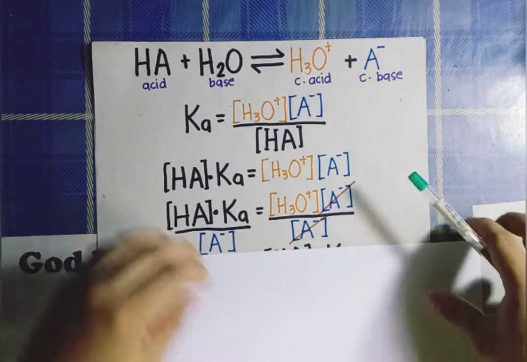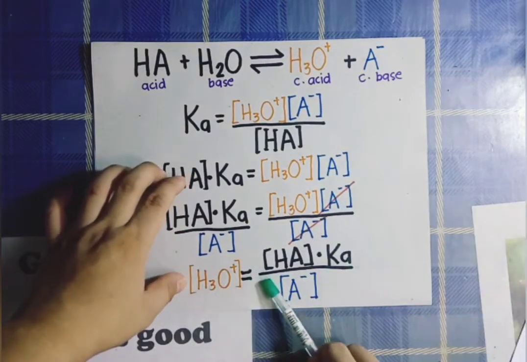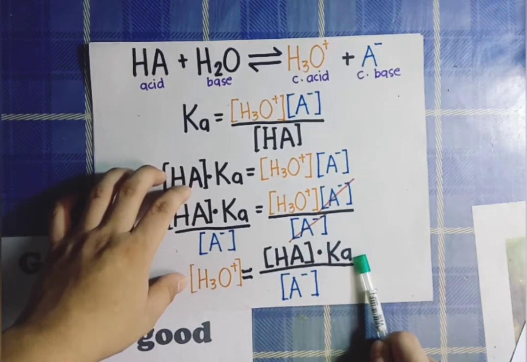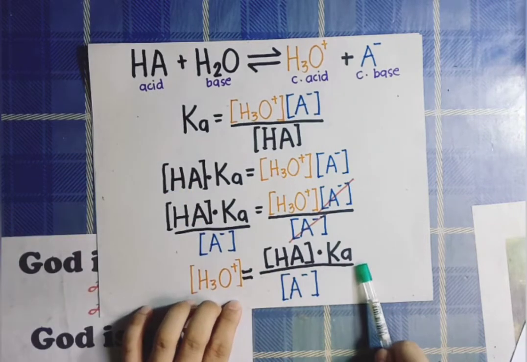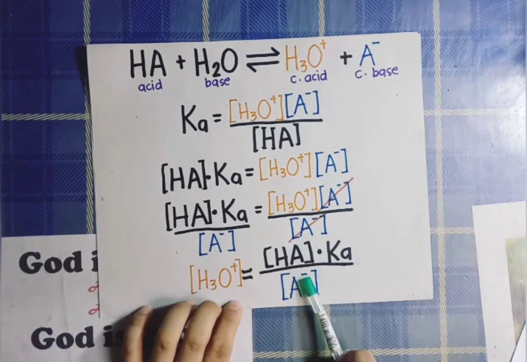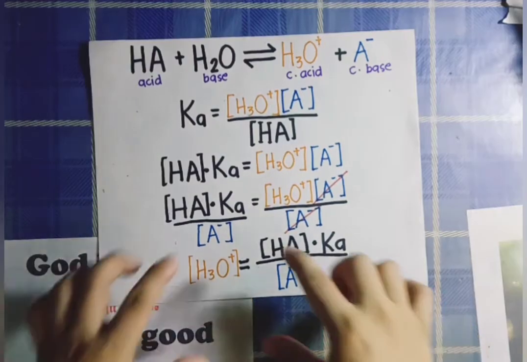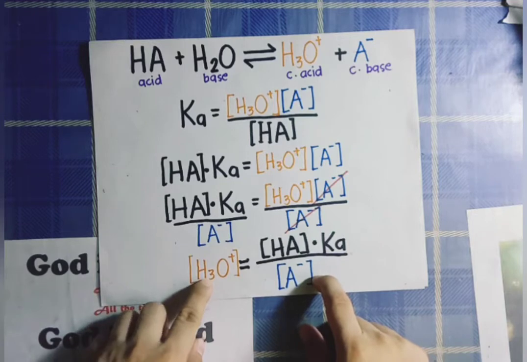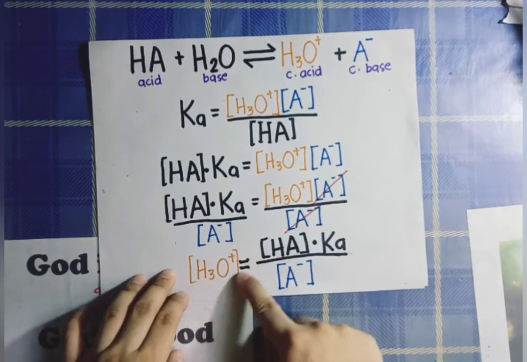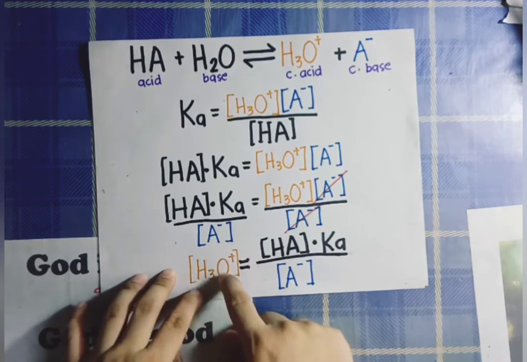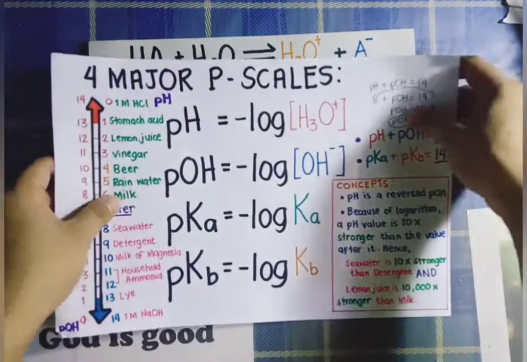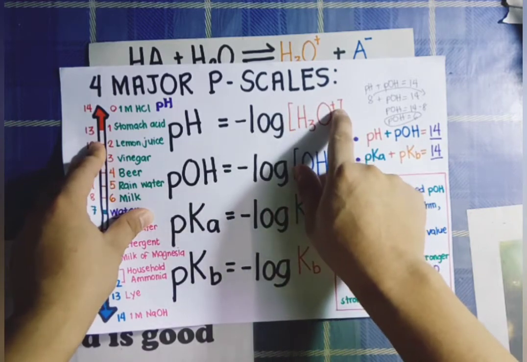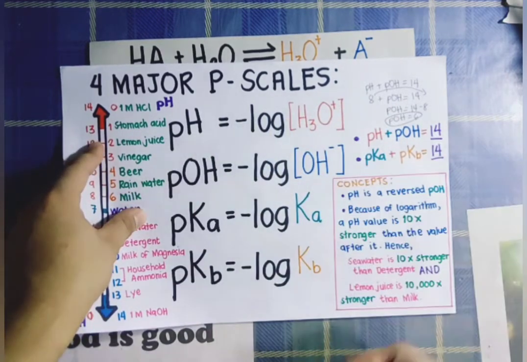And then we will have the hydronium ion concentration is equal to the molar concentration of HA multiplied by Ka, or the dissociation constant for acid, over the molar concentration of A-, or our conjugate base. Now, we can actually stop at this equation and use it to find the pH of the buffer solution. Since after we compute the hydronium ion concentration, we can substitute its value to this formula: pH is equal to negative logarithm of hydronium ion concentration, and that's it. We now know the pH of the buffer solution.